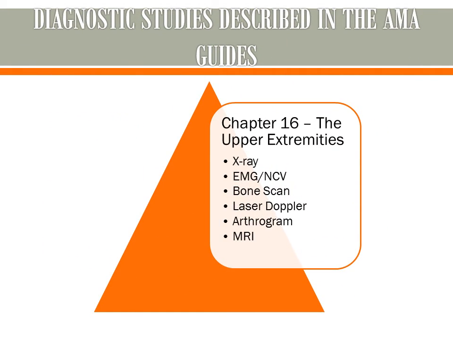What about chapter 16? Chapter 16, the upper extremity chapter, talks about some of the following studies. Talks about X-ray studies, talks about EMG and NCV studies, that's nerve conduction velocity testing studies, talks about MRI studies, talks about bone scan, talks about laser Doppler studies for assessing vascular integrity, talks about arthrogram studies. So quite a few diagnostic studies described in the AMA guides.